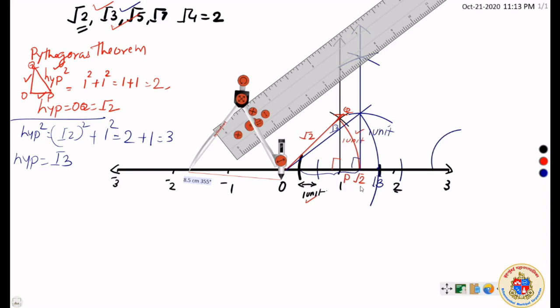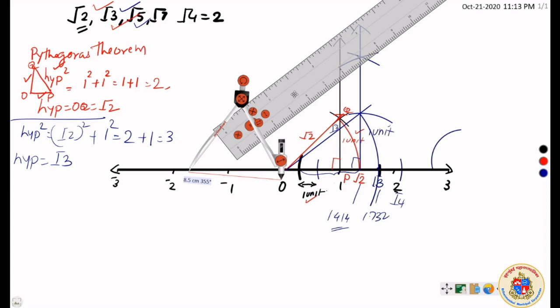Again, root 2, we know, is 1.4141, like that it goes. Here it is 1.73202, and this is root 4, we know. This is root 2, root 3, root 4. Next target is making root 5.